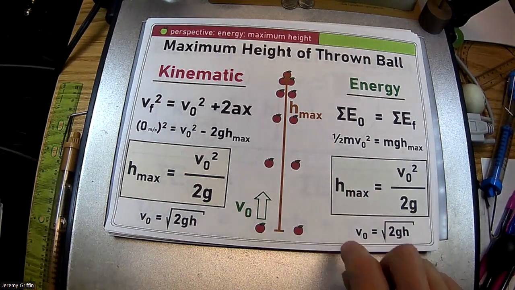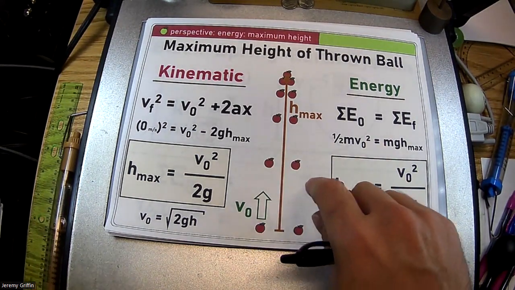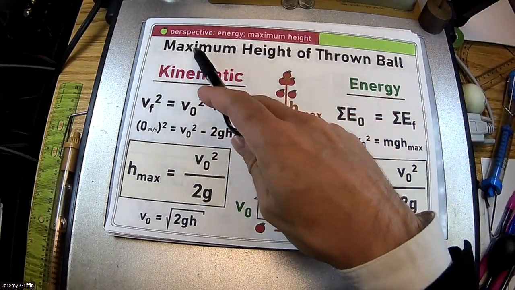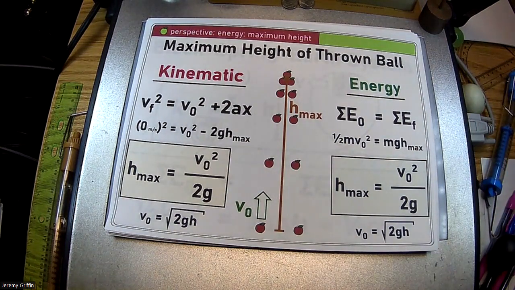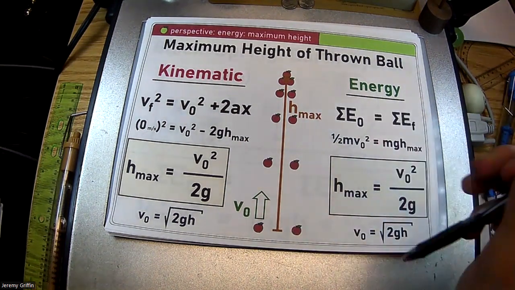You haven't seen this one yet because I just made this new poster. But actually, you could have solved that with kinematic motion too. So I got a slightly different question here. What's the maximum height from a thrown ball? This is kind of the same question, just in reverse. If you throw a ball up at some speed, how high does it go? It goes hand in hand.